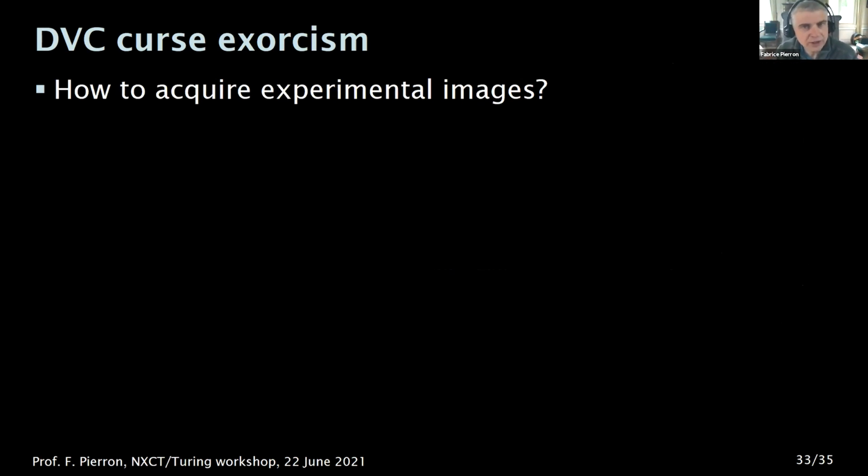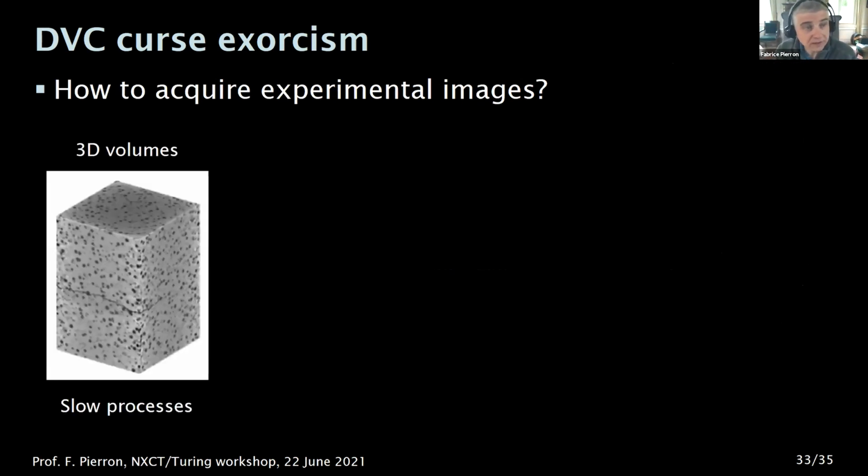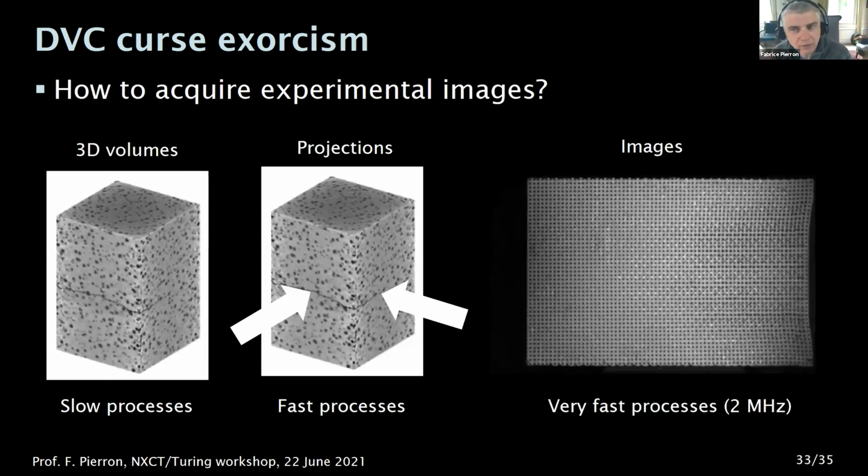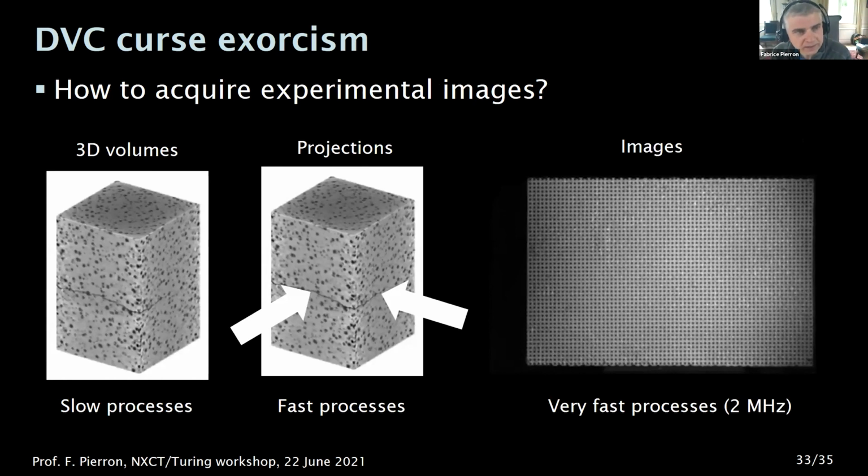You can acquire images either in the volume if you have time. You can do projections if you want to go fast, because you don't need to resolve the full field now. You just need projections, or even 2D image might be enough if you want to go really, really fast.